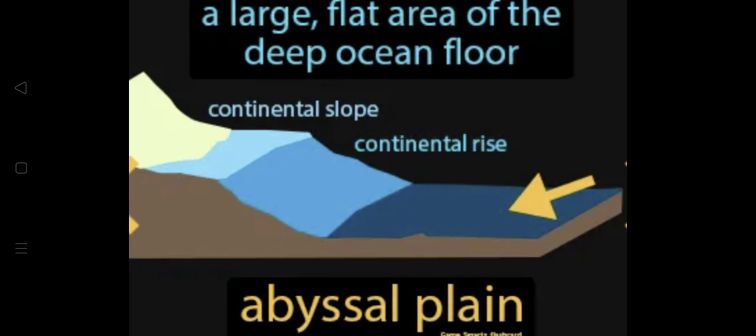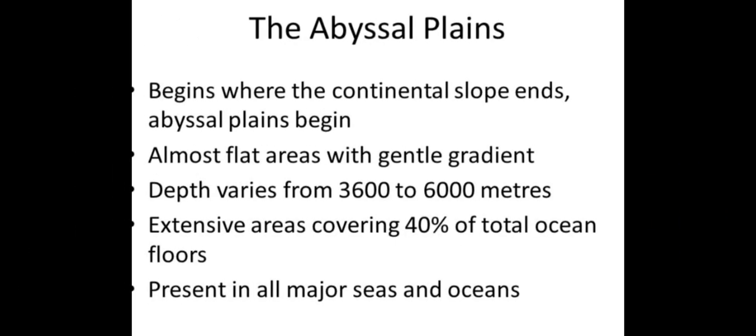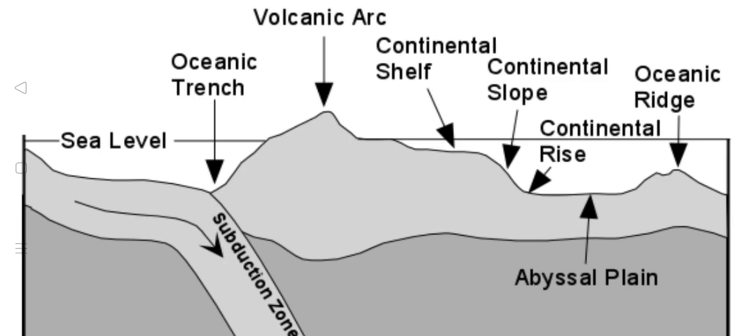A large flat area of the deep ocean floor. Look at the abyssal plain. This will give you all a brief idea about it. How does it look? This is another diagram. You can see where the continental shelf is placed, where the continental slope is, and this is the abyssal plain. When we talk about the abyssal plain, if you look at this diagram and relate it to what I am saying, it is an almost flat area with gentle gradient.